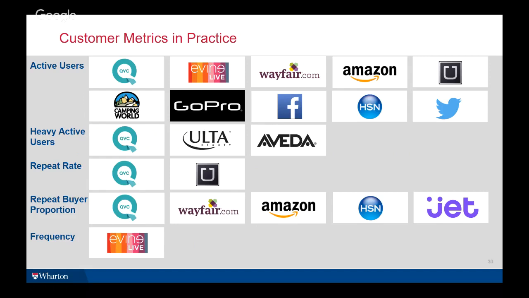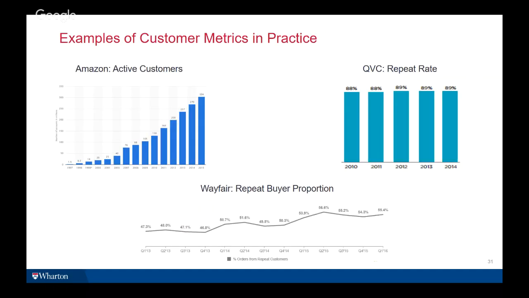So the reason we're focusing on these metrics is that there are a lot of companies that actually disclose them. So here's just a very small sample of the companies that disclose each of these metrics. By far the most popular metric is the number of active users. There are many companies such as Amazon, Facebook, and Twitter that very regularly report these metrics.